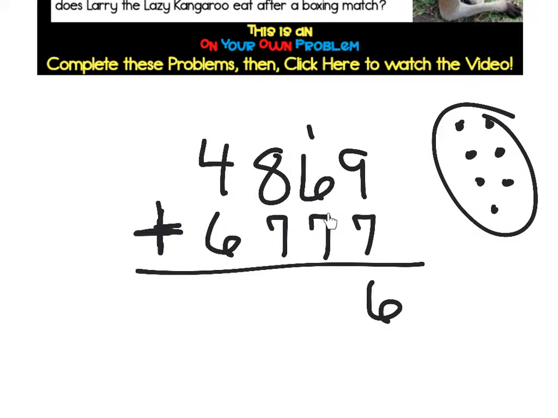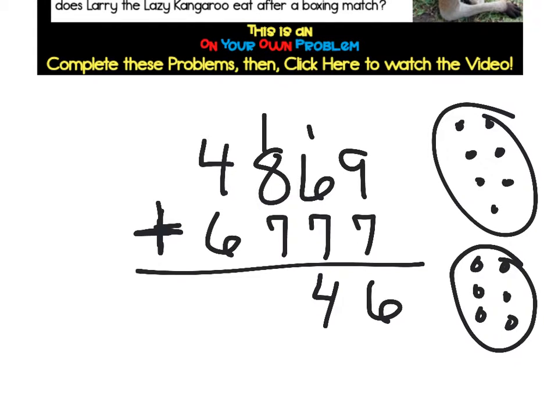Now, 6 is smaller than 7, so I'll make 6 dots. So here we go. 1, 2, 3, 4, 5, and 6. And now I start on the 7. I can't forget to count that. So 7, 8, 9, 10, 11, 12, 13, and 14. So I will drop my 4, carry my 1, and circle those dots.